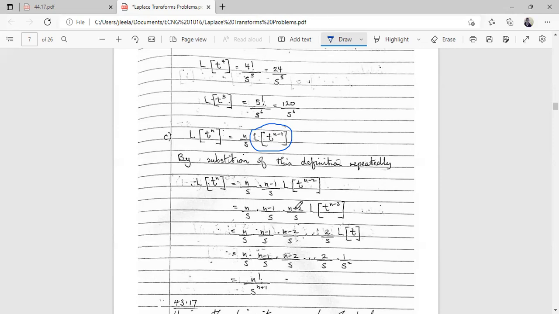Because remember, the power on the Laplace is always 1 less than the term on the outside. So if this term is 2, what is 1 less than 2? The power will be the Laplace of t to the power 1, and the Laplace of t is 1 over s squared. So you'll have n times (n-1) all the way down to 1, so that is n factorial. And from the denominators, you'll get s to the n.